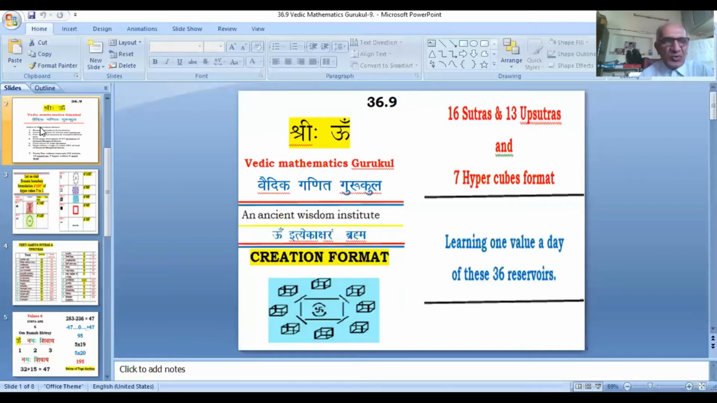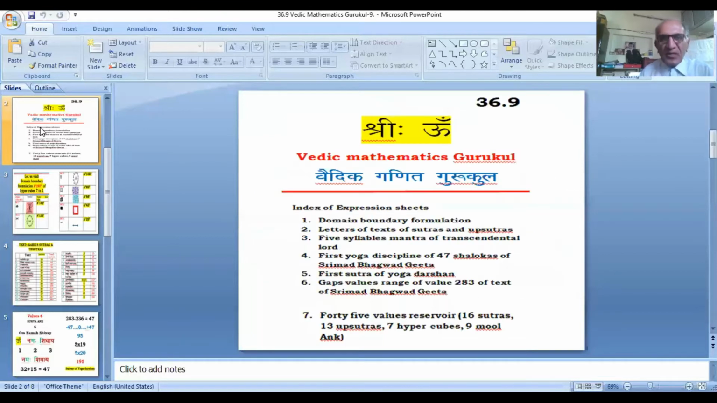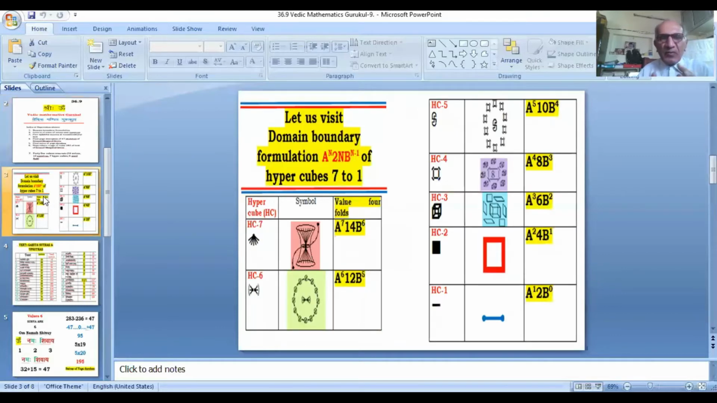Today, in continuity, we are going to learn another value, which is a blissful value of foundational potentialities. And this value is going to be the value of a domain boundary formulation, a raised to power n is to 2 and b raised to power n minus 1, for hypercubes 1 to 7.